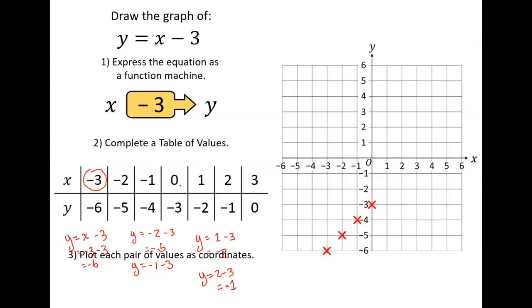So then I have 0 and -3, so that's here. So x is 0, y is -3, 1 and -2, 2 and -1, and then 3 and 0. So then your next step is to join the points and make a straight line, and then write your equation on the line. So that's the equation for y equals x minus 3.